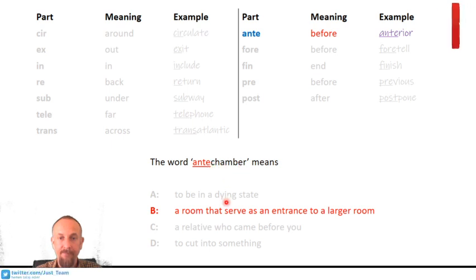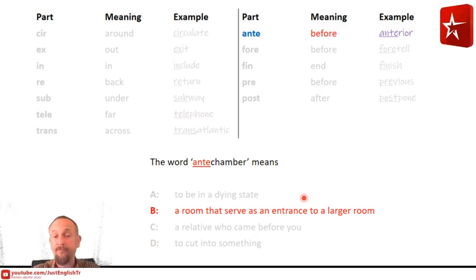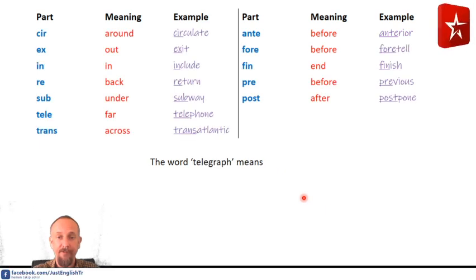So an antechamber, a room that serves as an entrance to a large room. Do people still have antechambers these days? It's not a very common word. I wouldn't try to memorize this word actually. We're just using it for practice.